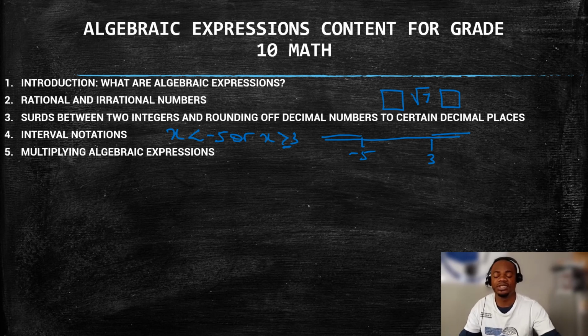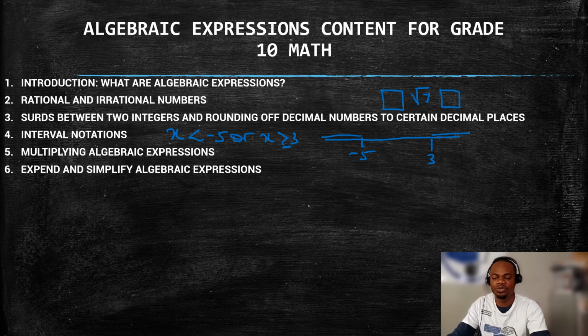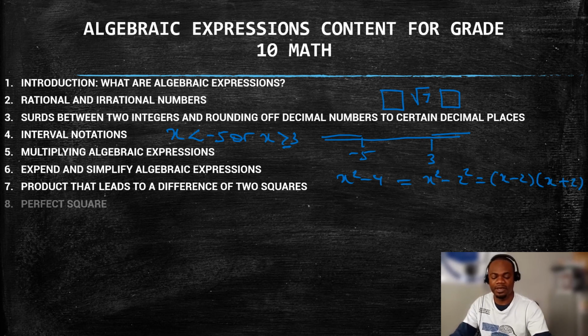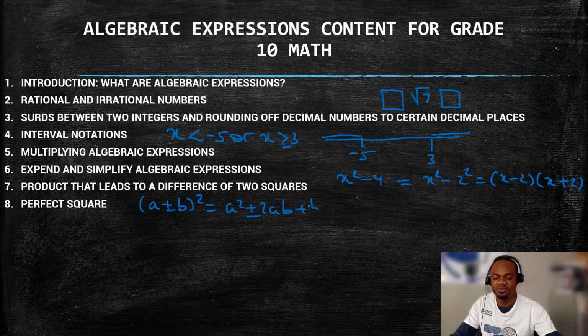And we also talk about multiplying algebraic expressions. This is where we use the distributive law when we expand, and then we also expand and simplify algebraic expressions. We also talk about a product that leads to the difference of two squares, when we end up with something like x squared minus 4. You know that 4 is a square number. This will be x squared minus 2 squared, and then the difference of two squares is this. And then we also talk about the perfect square. You saw the formula, (a plus or minus b) raised to the power of 2 is equal to a squared plus or minus 2ab plus b squared.